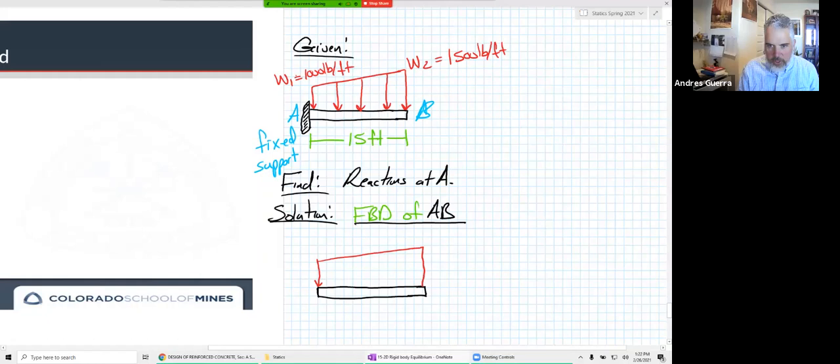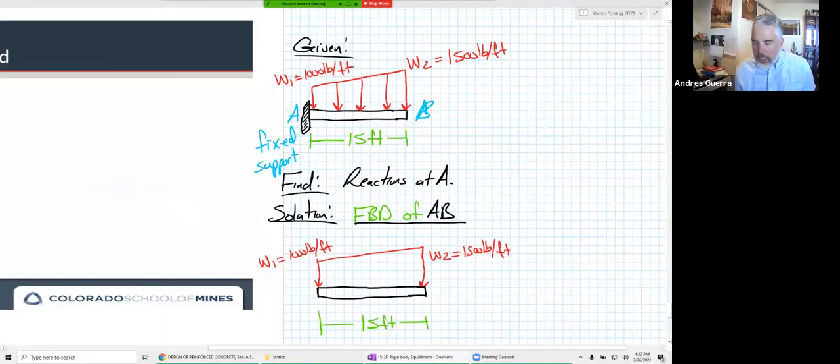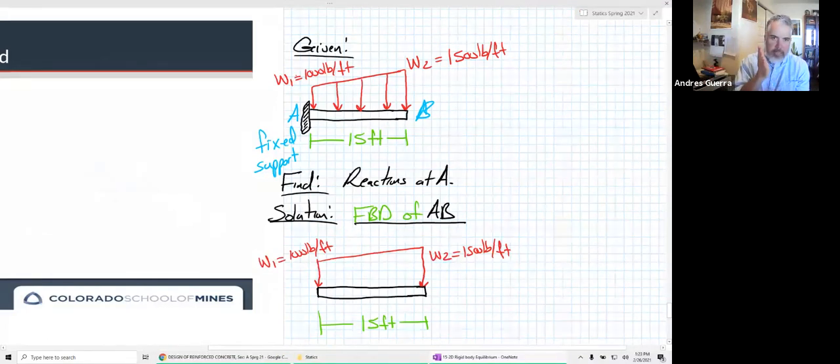It's got this distributed load, and this is W2 equal to 1,500 pounds per foot. I've got a W1 that's 1,000 pounds per foot over here. And then we have this span of 15 feet. And so there's our rigid object. Right now we're always going to draw free body diagrams of the entire rigid object. So that's the entire rigid object. We're just cutting it off at the support, right? The support is where it's connected to the rest of the building, in this case right here.